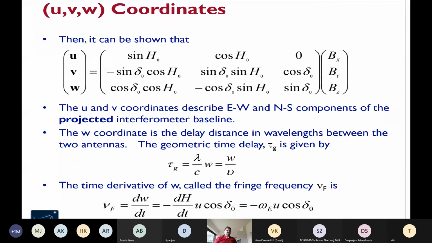One important concept we discussed is how you link UVW values, or the Fourier space, to the baseline or the individual position of the antenna in real space. This is a kind of rotation matrix which transforms BX, BY, BZ to UVW, and what it depends on is H0, the hour angle towards the source at the center of the field, and the declination, delta 0, towards the center of the field.